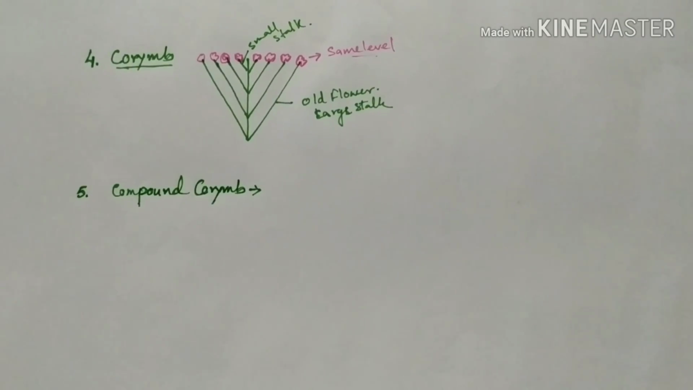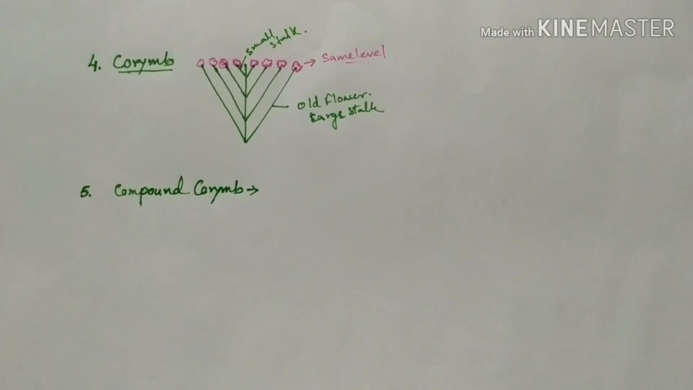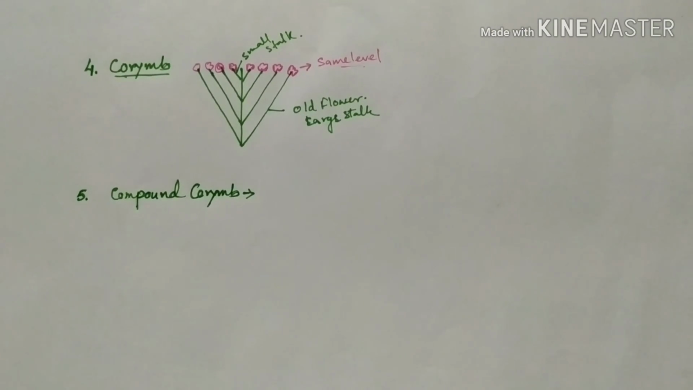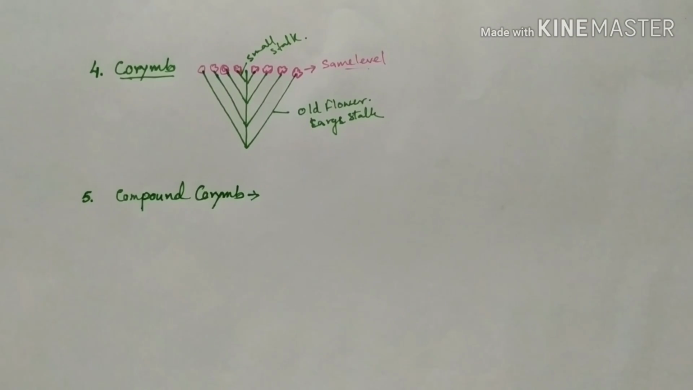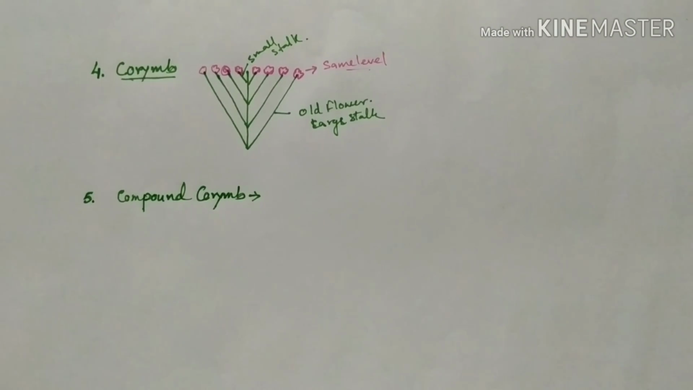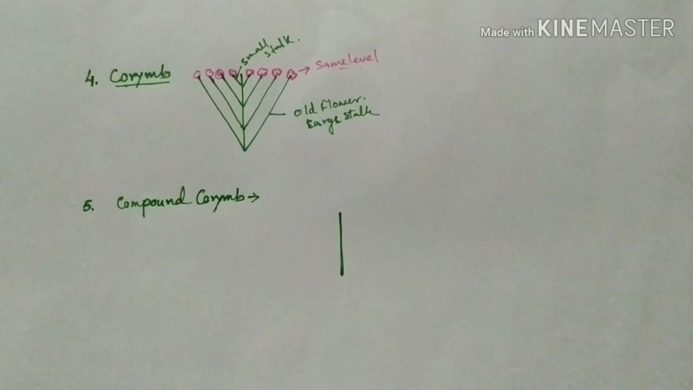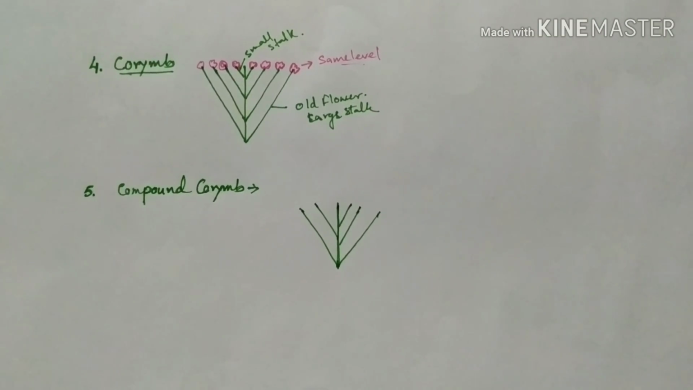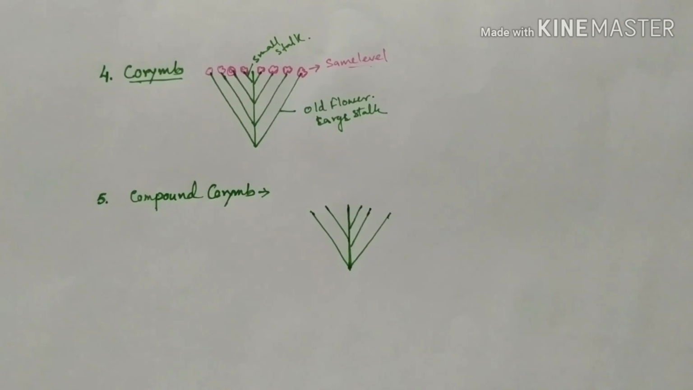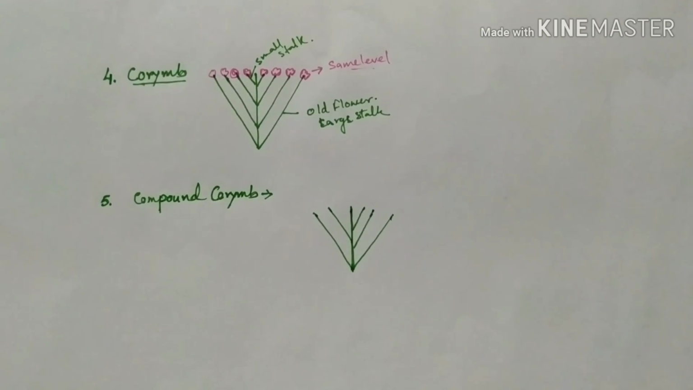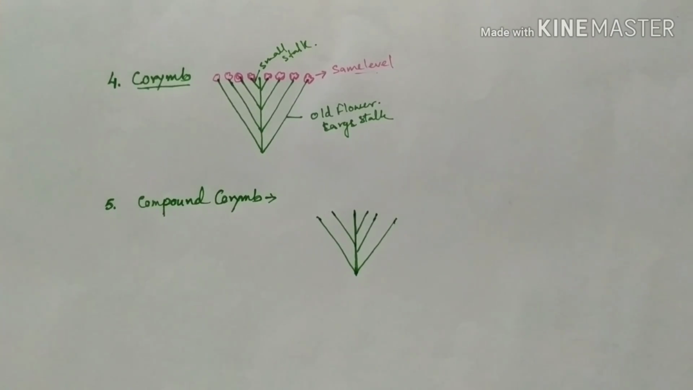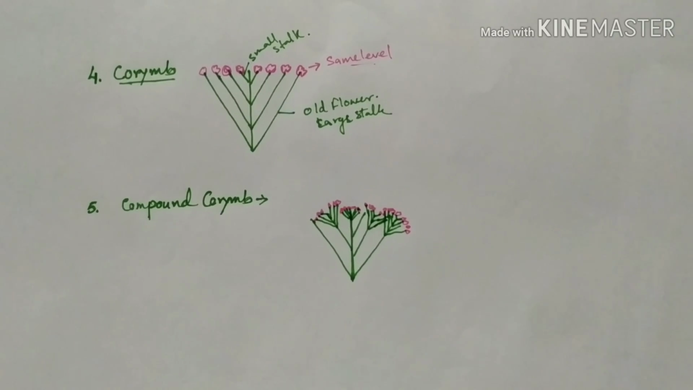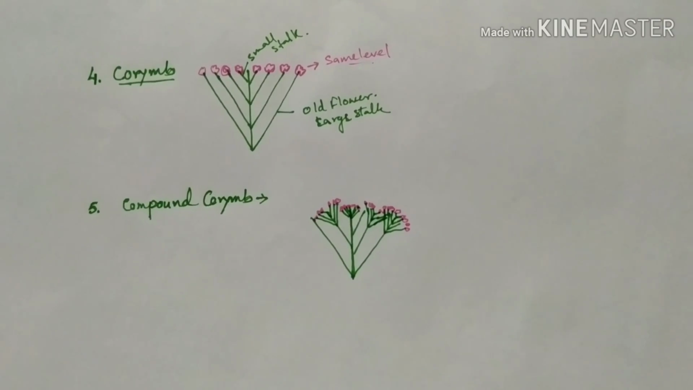Similarly, in compound corymb, we know that branches of corymb-like inflorescence originate from a peduncle. So here this is a peduncle, and from it many rachis originate in corymbose manner, and all rachis again contain corymbose flowers. So this is about compound corymb.